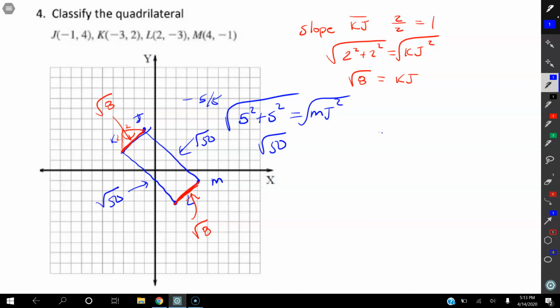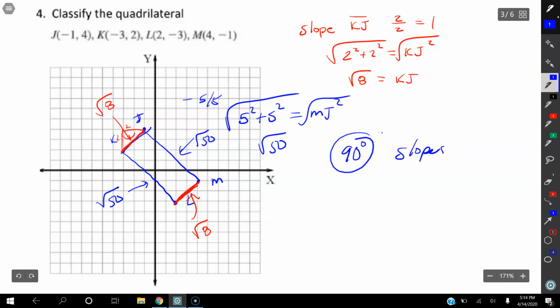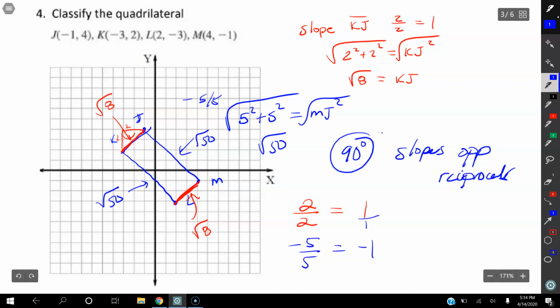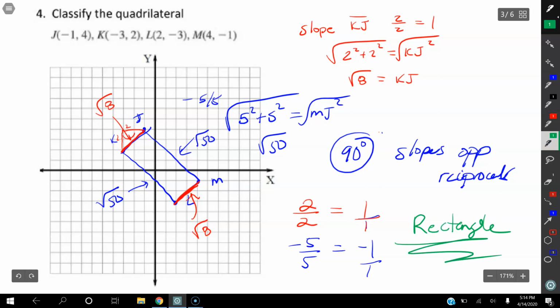The only thing I'm thinking is maybe it's a rectangle. How can I prove that it's a rectangle? Remember, to prove 90 degrees on a coordinate grid, I have to show that their slopes are opposite reciprocals, or opposite flips of each other. My red lines here have a slope of 2 over 2, which is positive 1. And my blue lines here have a slope of negative 5 over 5, which is negative 1. And those are actually opposite reciprocals of each other. If I get fancy and put a 1 underneath both of them, they are opposite flips of each other. So I can say beyond a shadow of a doubt that this shape is for sure a rectangle.